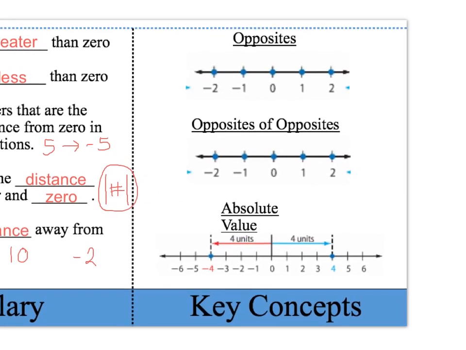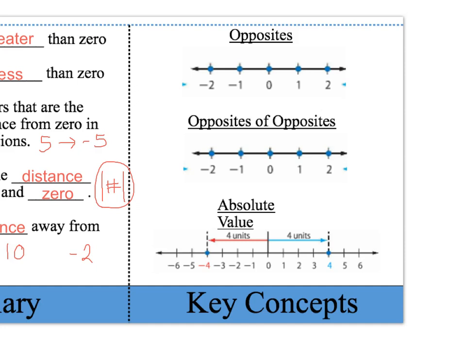Alright, so on the right hand side, let's talk about some of the key concepts. Our first key concept is the word opposites. Whenever I see the word opposite, I want you to think of the negative sign. So I'm going to draw a negative sign right above the word opposite. Just think of the word opposite as that negative sign. So if I'm given the integer of positive 2, and I want to find the opposite of positive 2, I'm going to just put a negative sign right in front of my integer. So I can say that the opposite of positive 2 is negative 2.